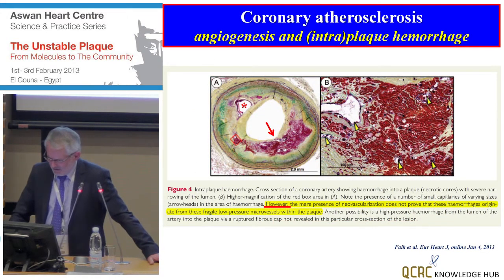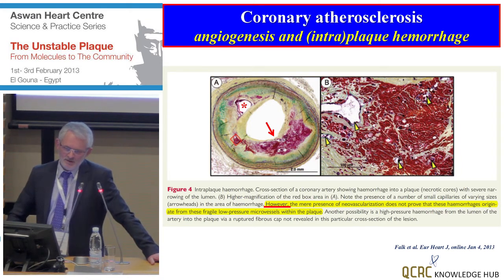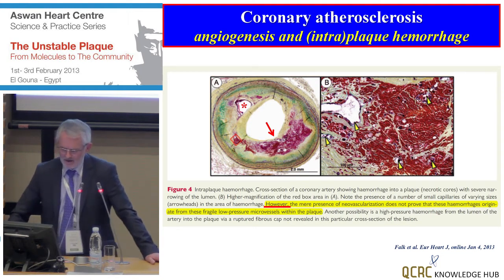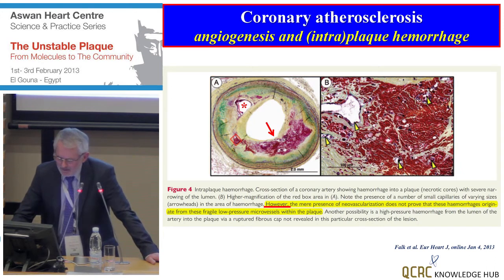And we published this paper just last month, and we described also intraplaque hemorrhage and the origin, and we have here a figure from that paper published in European Heart Journal, where you can see you have a huge intraplaque hemorrhage here. You can see in this square angiogenesis, neovascularization, and it's frequently believed that these small, new, fragile vessels may give rise to this huge intraplaque hemorrhage. But the mere presence of neovascularization does not prove that these hemorrhages originate from these fragile, low-pressure microvessels within the plaque.